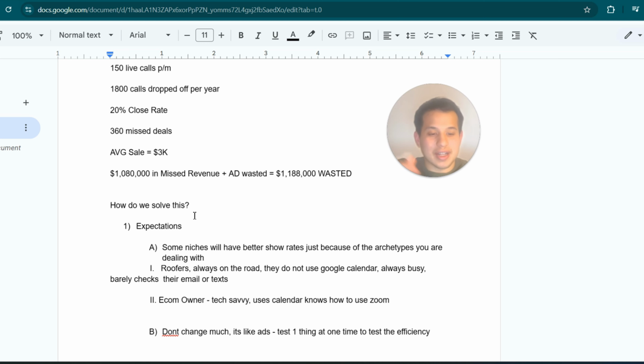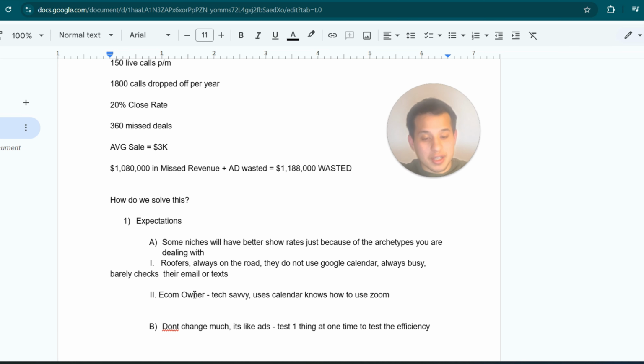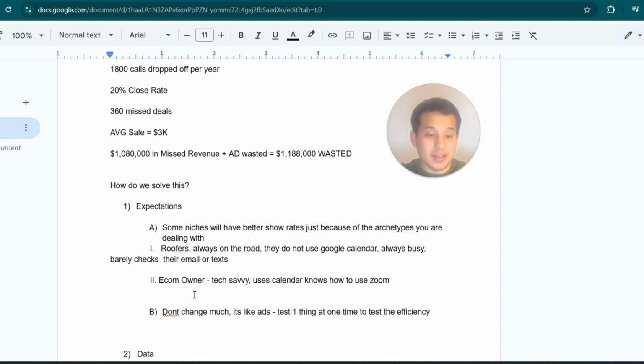So when you try to think of a niche, keep that in mind. For the contrast, say you're dealing with an e-com owner. They're tech savvy, they know how to use Google Calendar, Zoom, and CRM software, and they know how to reply to emails. They're always on their laptop. So which niche do you think will have a better show rate? Clearly e-com.